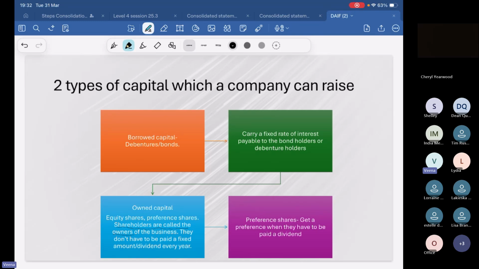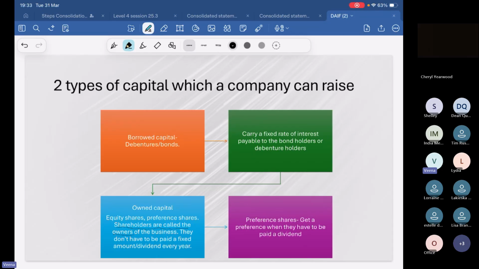If I have started the business, I am the promoter of the business. But who are the owners of the business? The owners of the business are the people who have invested in the company. They are the owners of the business. I have only promoted it. I might have invested 50% of the shares, but still I am a promoter and the owner. So the owned capital, they don't have to be paid a fixed amount or dividend every year. So that is an advantage for the company, because it is the company's choice whether to pay the dividend or not.